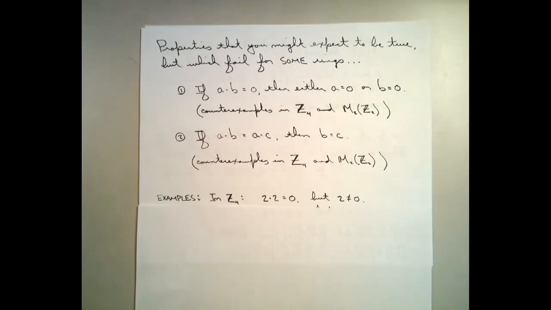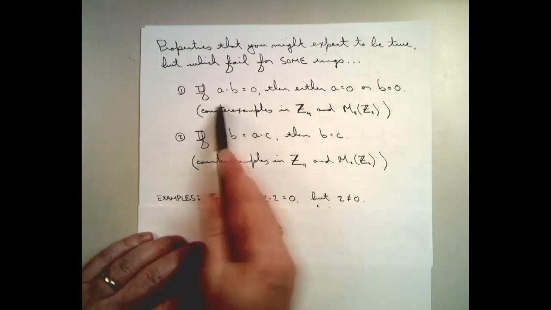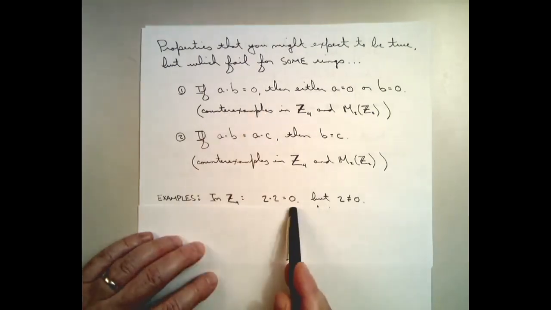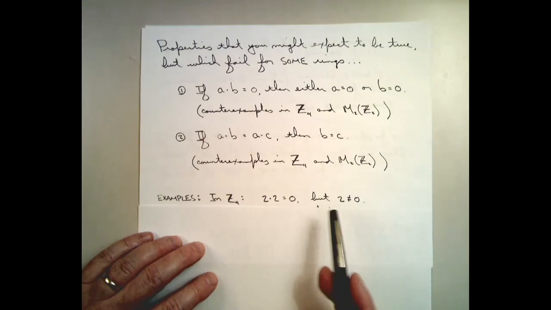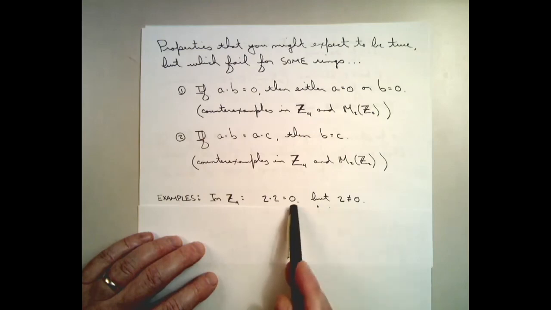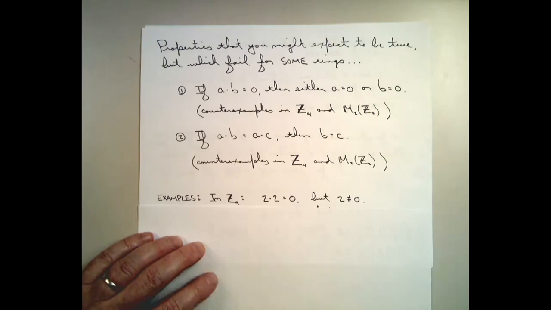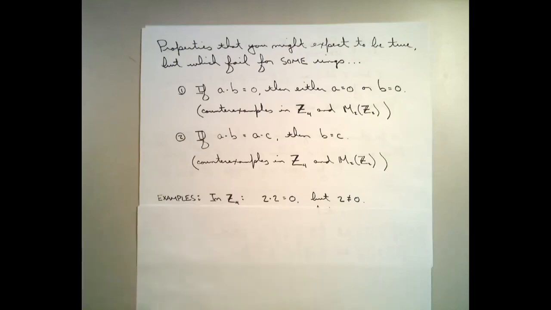So let me give you some counterexamples. In Z4, we'll just look at this first one. 2 times 2 is equal to 0, right? 2 times 2 is 4 in the integers, but 4 is equal to 0 in mod 4 arithmetic. But 2 isn't 0, so I have two non-zero numbers being multiplied together and giving me 0. Happens here, doesn't happen in the reals.